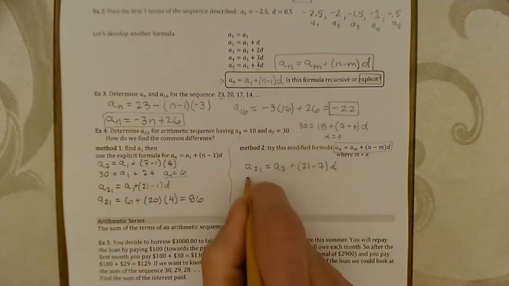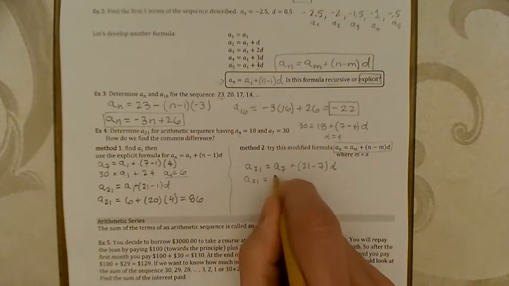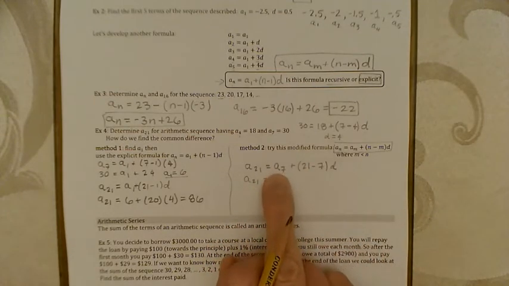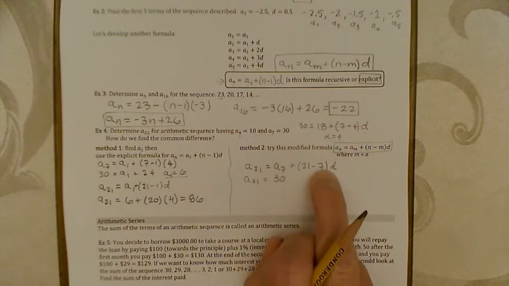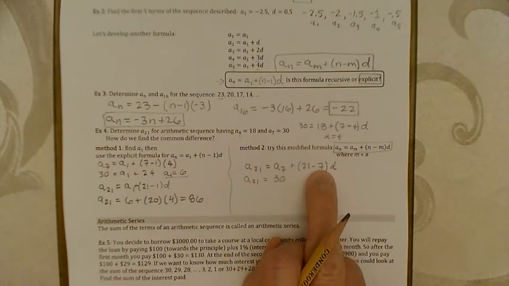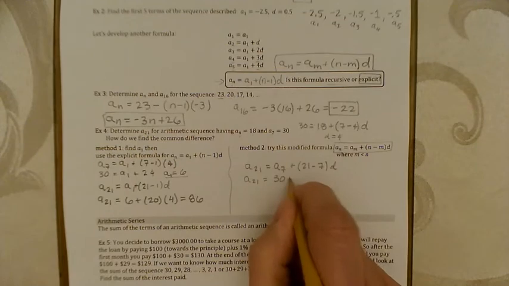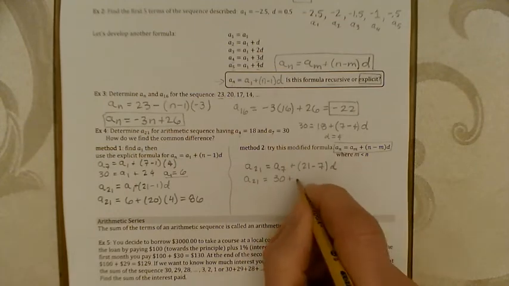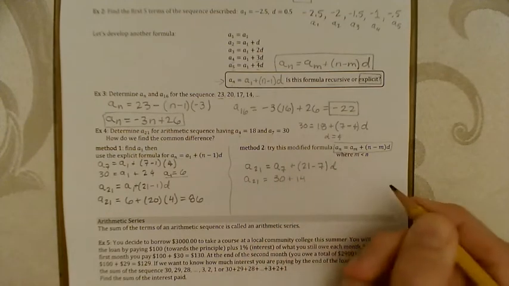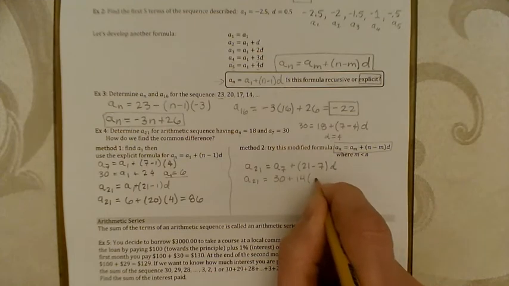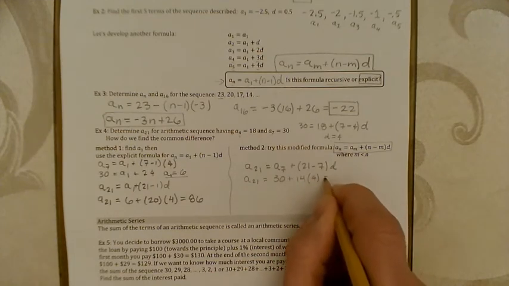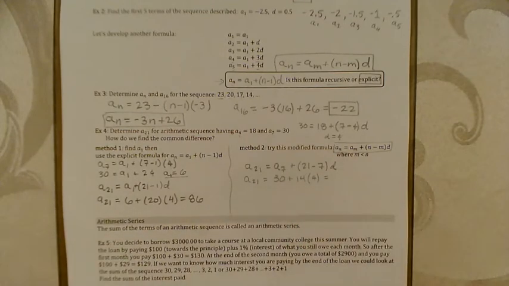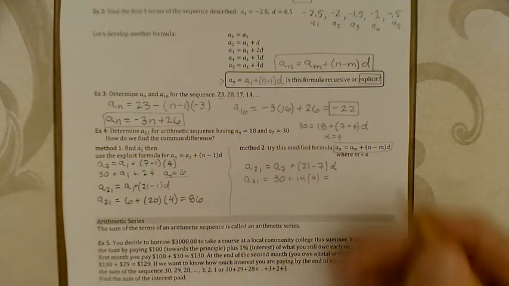So let's plug in everything that we know. So we know we're looking for a sub 21. A sub 7 is 30. You could have just as easily used a sub 4 in here, but then you would have to use this value of 4 here. So this is plus, and now 21 minus 7, that's 14. 14, and then that's what? That's d. d is 4. And so that gives us a grand total of 30 plus 14 times 4, or 86.